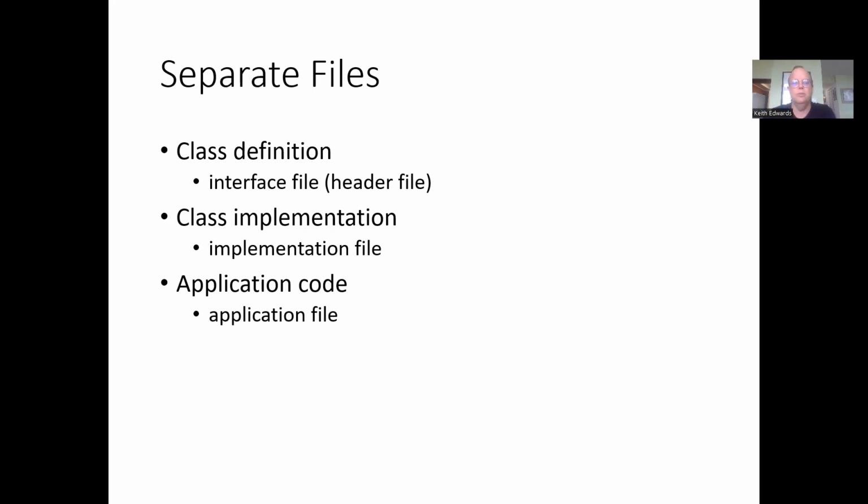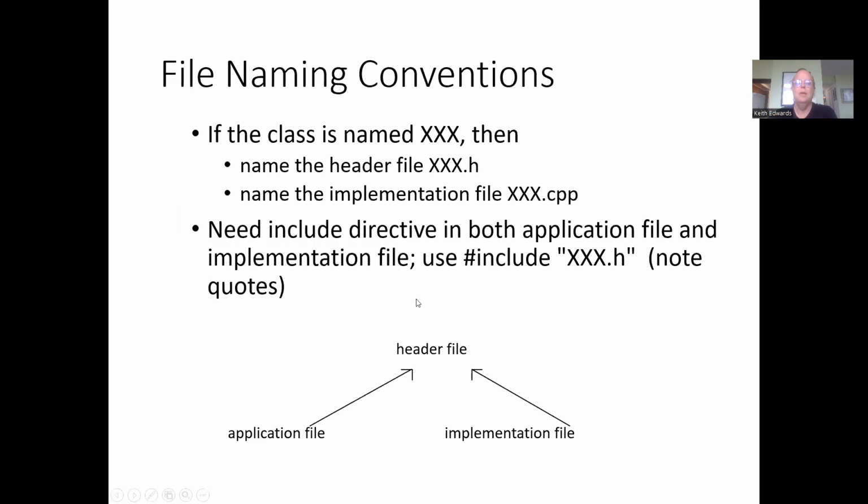So we can do this by making separate files. One for the class definition, that's the interface file. This is typically a .h file. The implementation file, which is the same name as the header file, but with .cpp. And then the application code that typically goes in our main program, and that's the actual use. So we separate the what from the how from the actual use into separate files.